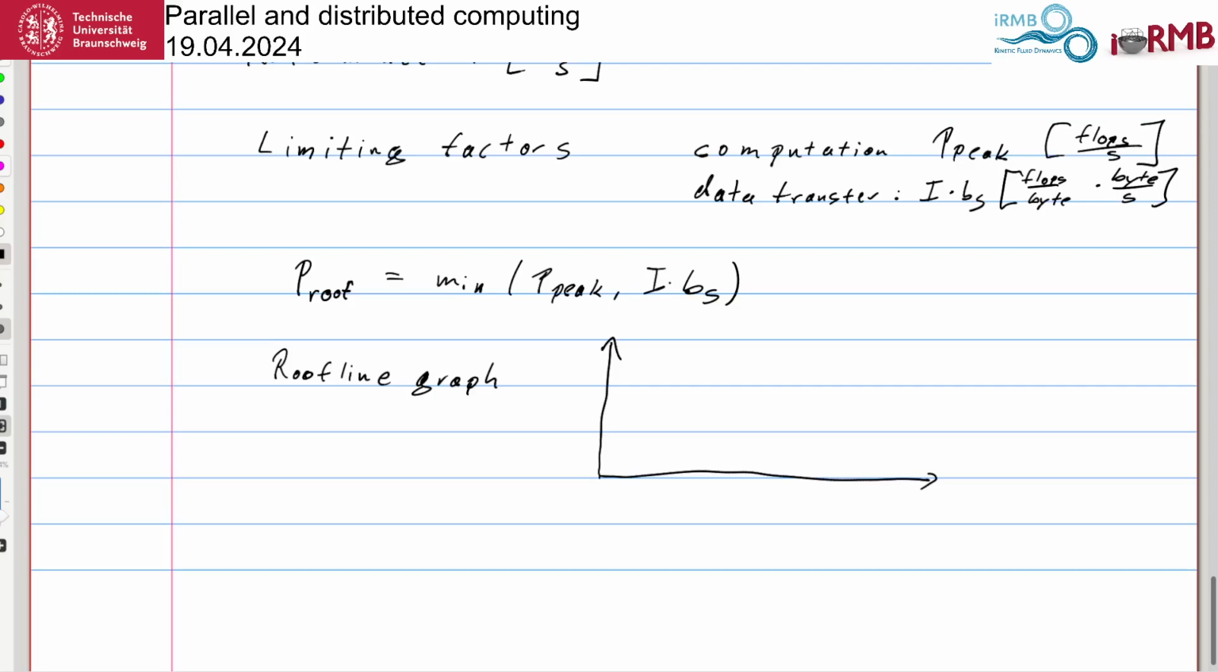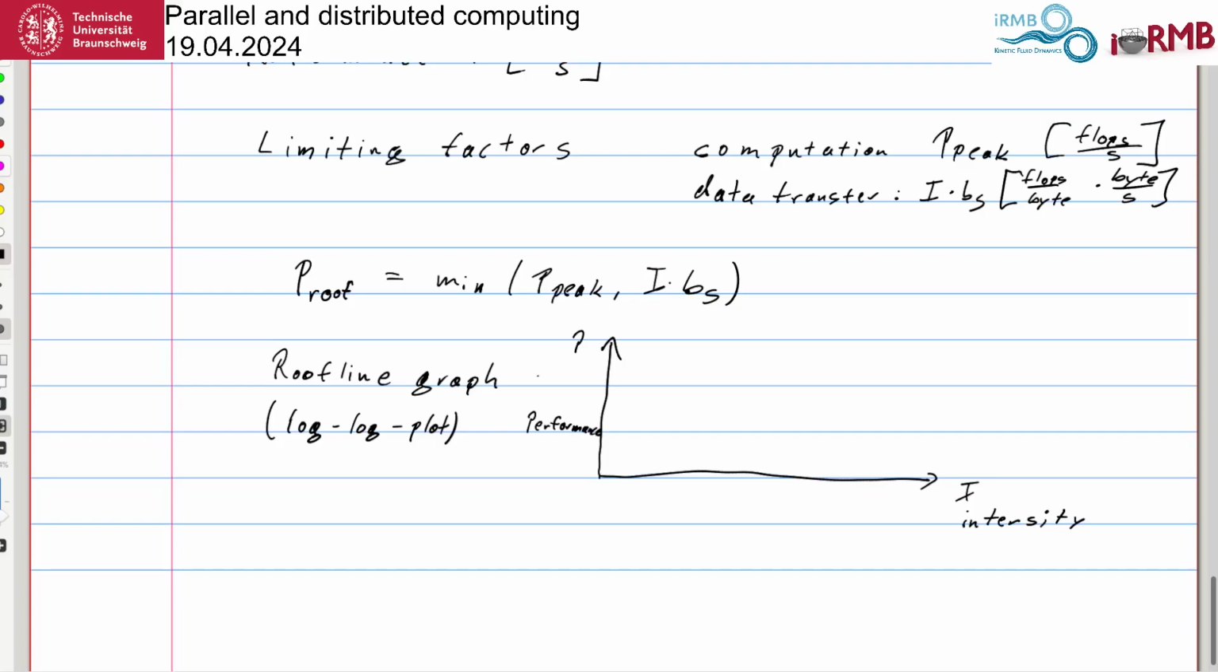So what we have here is I, so this is the intensity. And here we have P, so performance. And what is important is this is a log plot. Okay? Because I'm now drawing it, it will not become very obvious, yeah? But the intensity is in logarithmic scale, and also the performance is in logarithmic scale.